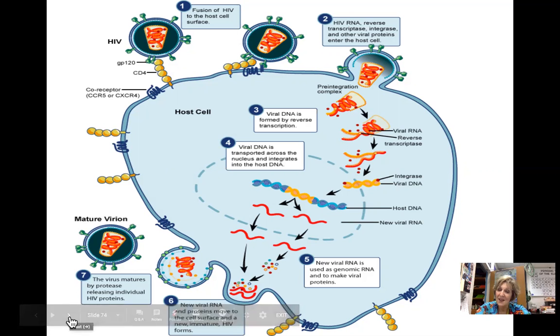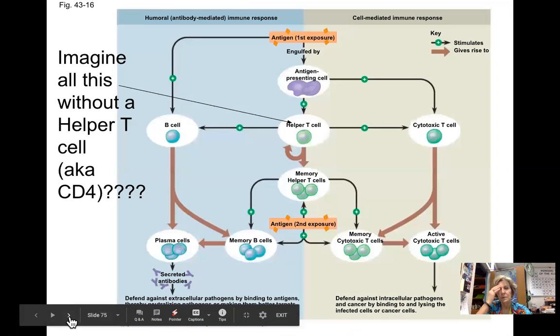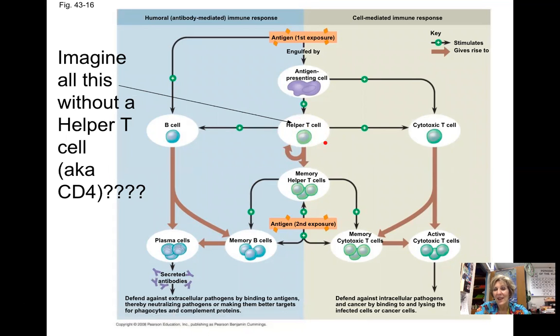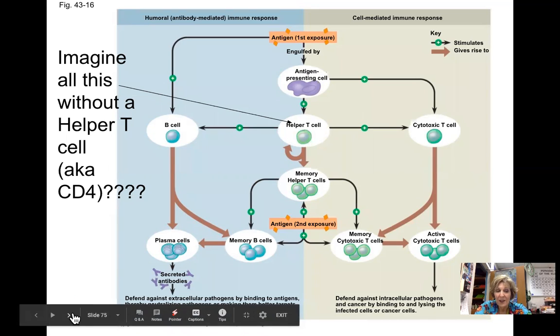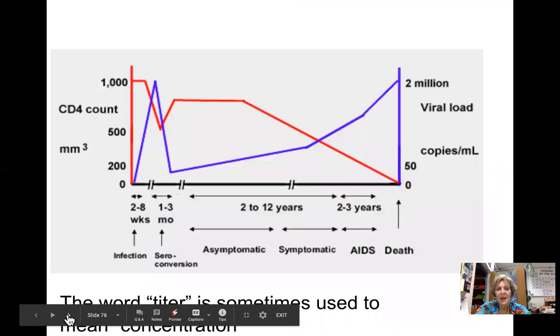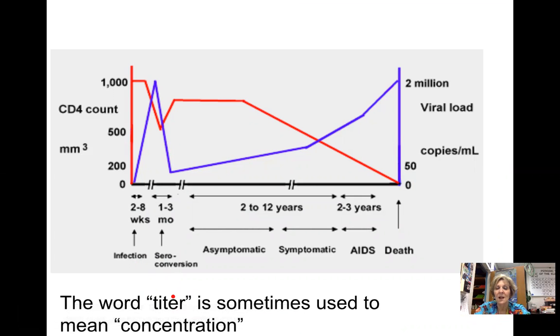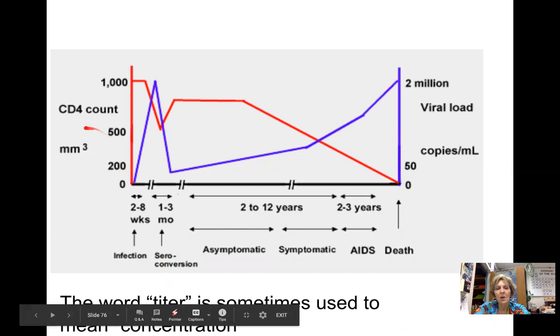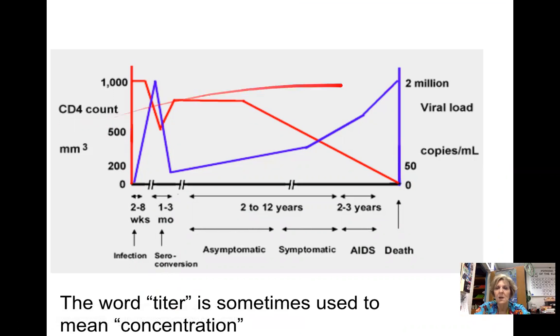And as it dies, it's going to cripple the immune system. So can you imagine the immune system functioning normally when you don't have enough helper T cells? Clearly, that would not be a good thing. And so we can see this happening in this graph. The word titer is sometimes used to represent the concentration of something. So here I'm looking at the CD4 count. Remember, this would be the population of helper T cells. Over here in blue, I'm looking at viral load. That's how many viruses a person has in their body.